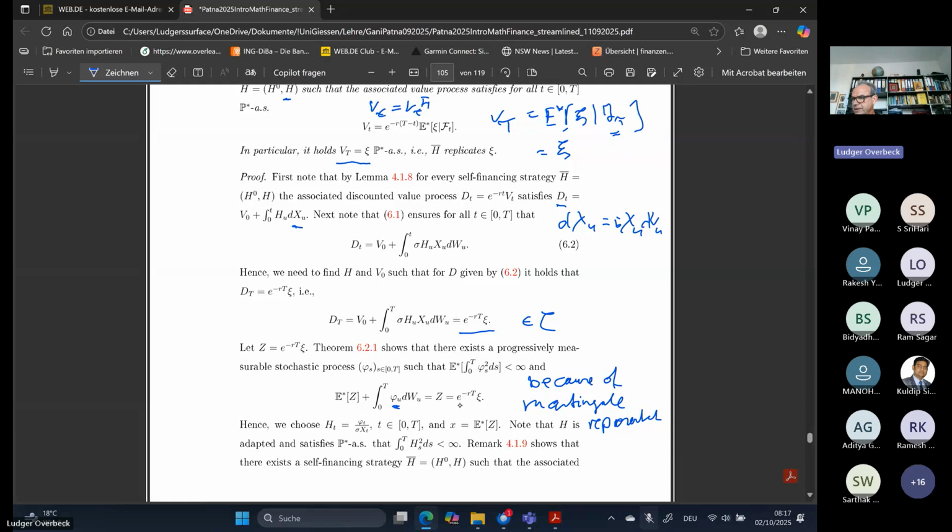Okay, then we have to rewrite this. We have dW_u here, also phi_u. We want to have sigma H_u X_u equals phi_u. So here we solve for H: phi divided by sigma X_t. That's our hedging strategy.